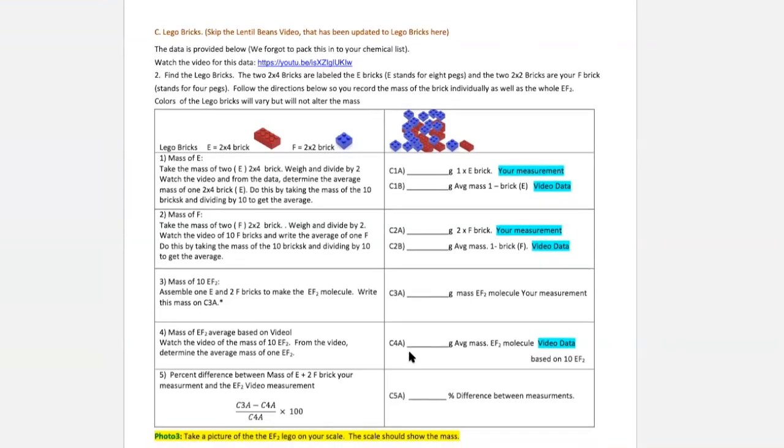And then what I would like to do is figure out what exactly is the percent error between your measurement, which only measures one EF2 molecule. So you take your measurement that you weighed out, and that would be this right here, E3A, and you take the average from the 10, and here, and you calculate a percent error. The percent error is going to be your measurement minus the video divided by the video times 100. So that's not really a percent error, it's a percent difference. Okay, so that's that part.